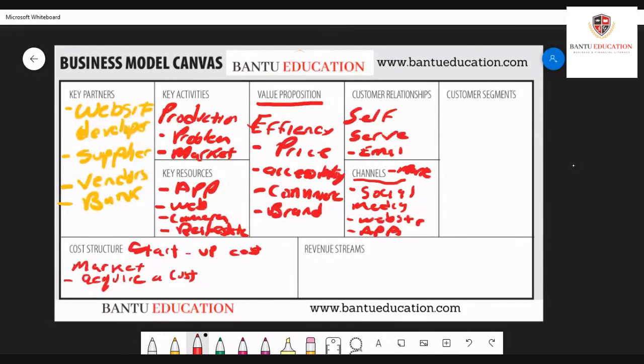Cost structure is how much is it costing you? Right? Add up all your expenses, whether it's marketing, ads. It could be ads. It could be printing. Right? So everything that's costing you to operate your business, if you have to print business cards, if you have to start a website. So that's your cost structure.